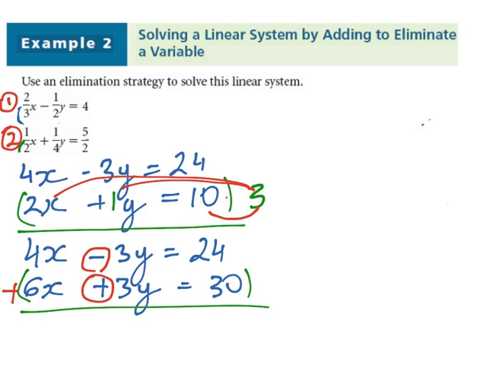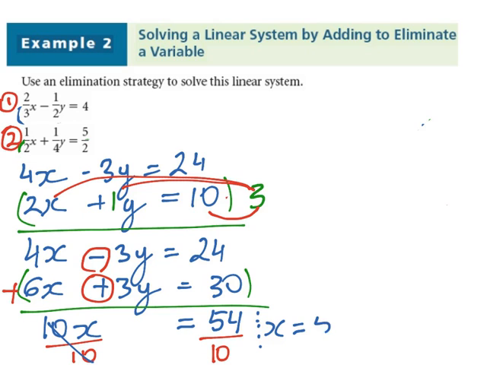We know that we're going to get 0 y's, and 4 plus 6 is 10 x's. On the right hand side, we're going to have 24 plus 30, which is 54. Then we're going to divide both sides by 10. And therefore x, because the 10's will cancel, will be 54 over 10, or 5.4. And this is the first variable in your solution.